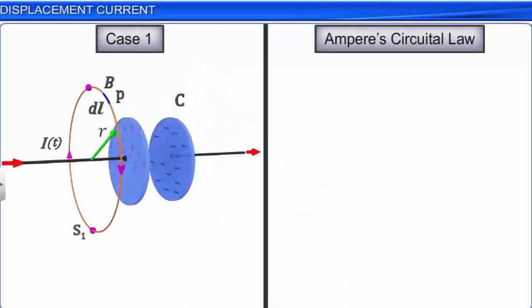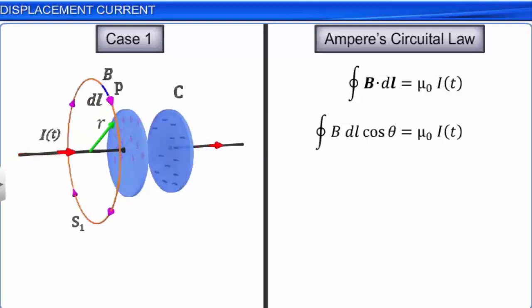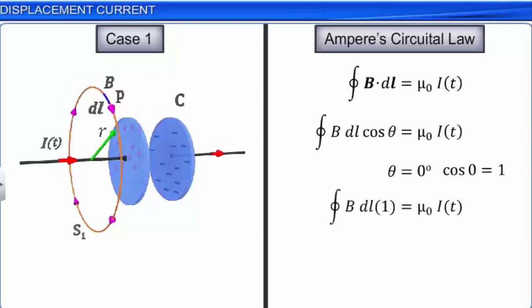From Ampere's circuital law, integral over the closed loop B dot dl is equal to mu naught IT. Since B dot dl is equal to B dl cos theta, Ampere's law can be written as integral over the closed loop B dl cos theta is equal to mu naught IT, where theta is the angle between the directions of the magnetic field B and the small element dl along the circumference. Since the direction of magnetic field is along the circumference of the circular loop, the angle between the magnetic field and the length of the element dl on the circular loop at that point is 0 degrees. Cos 0 is equal to 1. Then, integral over the closed loop B dl is equal to mu naught IT. Let this be equation 1.